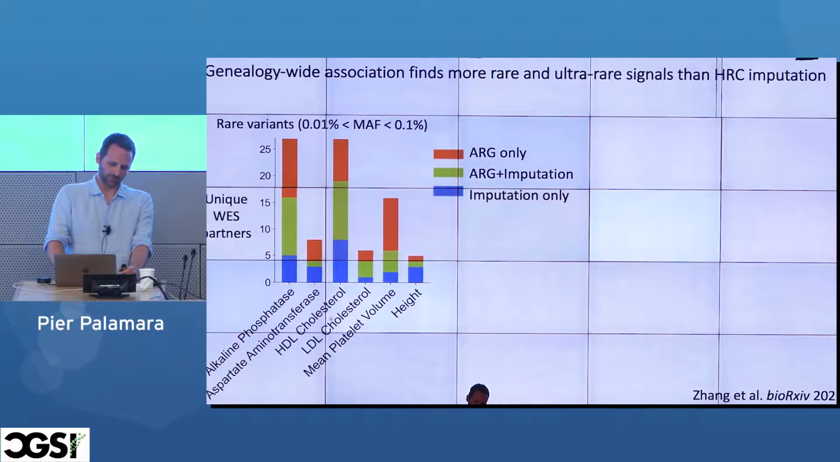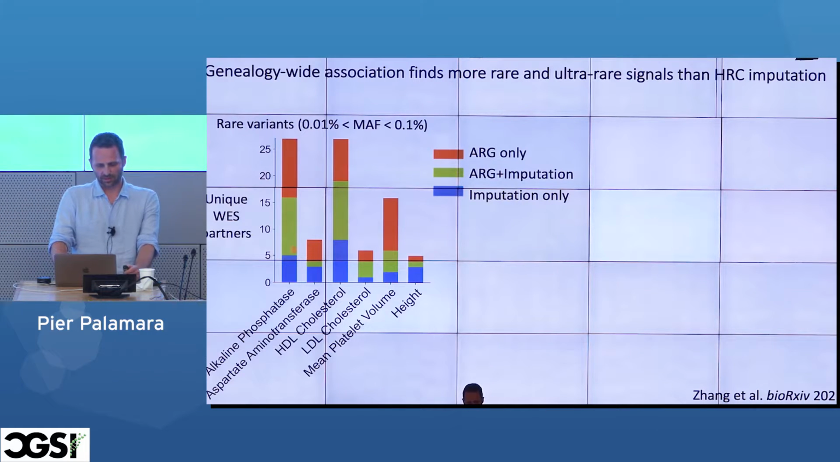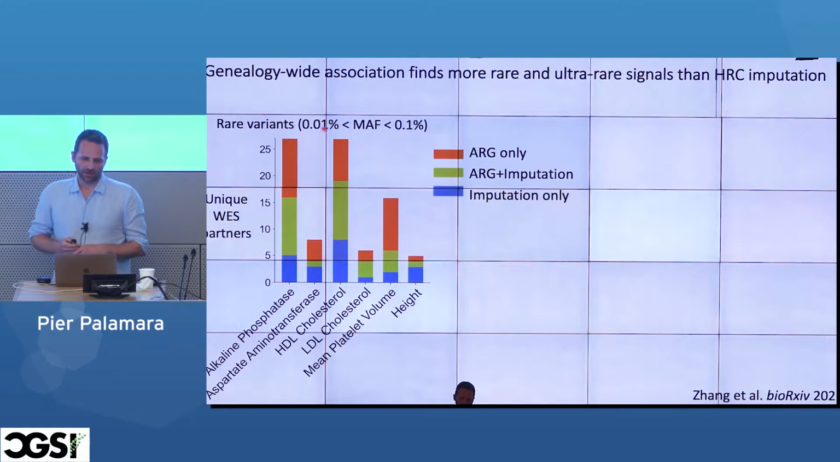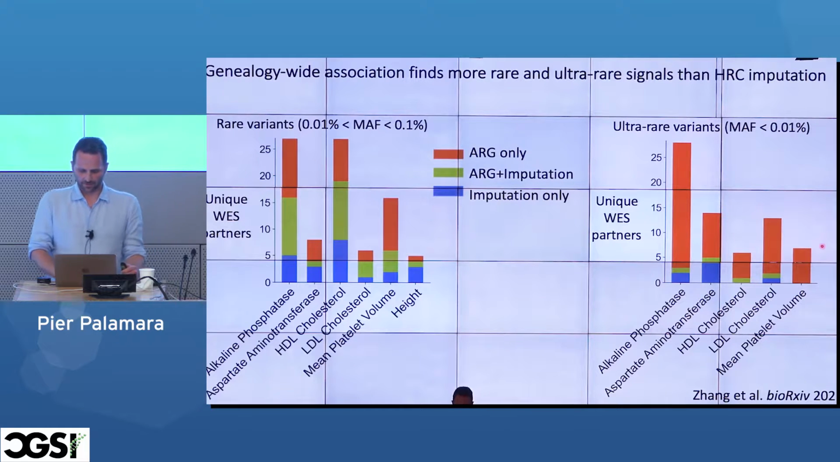And so what you see here is for different phenotypes. In purple is validated signals that we found only using imputation. Orange is only using the ARG. And this is the intersection where you have found the same exome variant using both methods. So you can see there's a healthy overlap, but it's also complementarity. So for rare variants between 0.1% and 0.01% frequency, you find these kind of results. And if you move on to ultra-rare variants, where imputation is much less useful because we haven't sequenced variants at this frequency, you find a lot more stuff using the ARG than you find using imputation. There's some overlap, but in some cases, like mean platelet volume, it's only the ARG finding stuff.